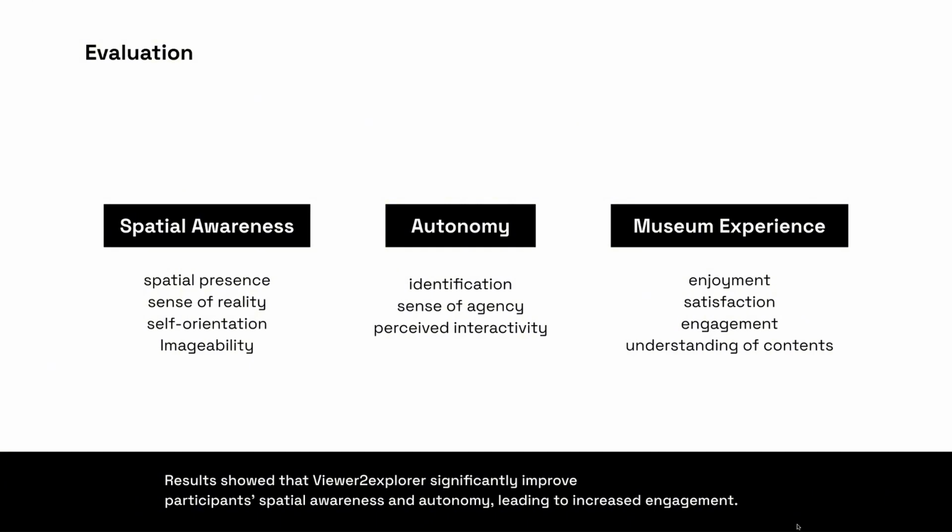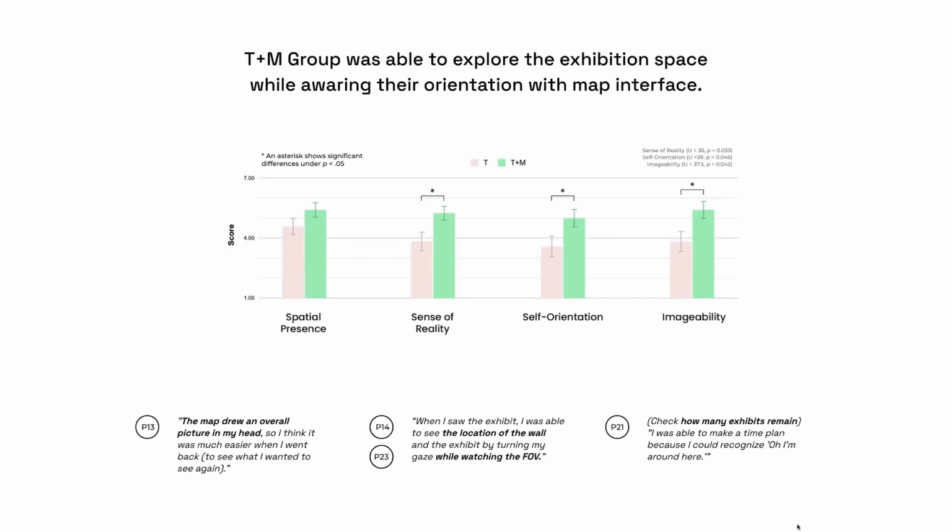Survey results showed that Viewer2Explorer significantly improved participants' spatial awareness and autonomy, leading to increased engagement. Participants using the map interface showed higher scores for sense of reality, self-orientation, and imageability, indicating better awareness of their location and direction. It seems that the map interface supports easier navigation and enhanced their sense of presence. They could easily find their way or revisit areas by understanding the overall layout of the exhibition space.